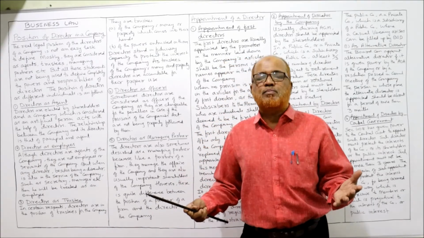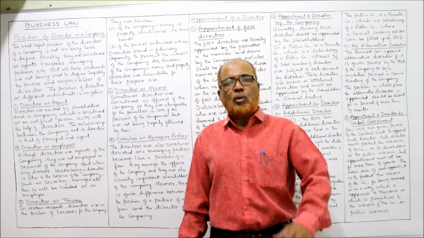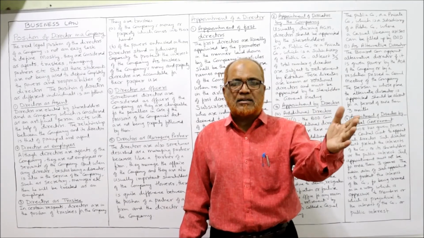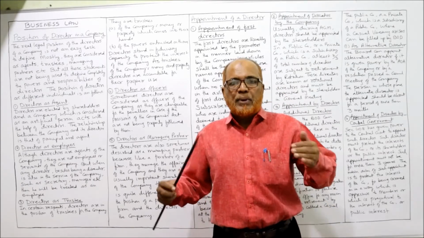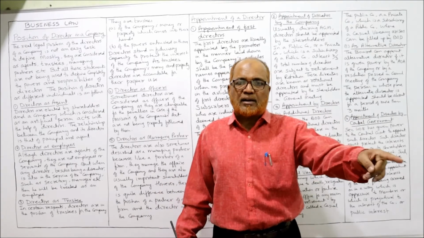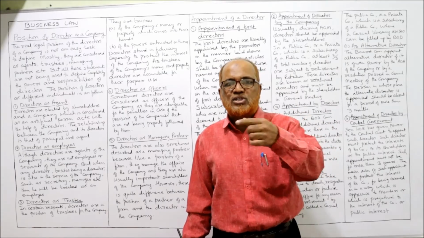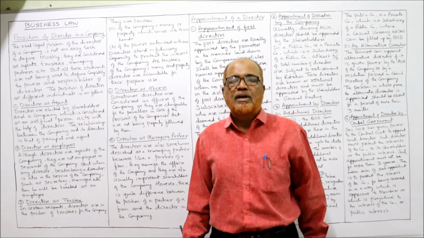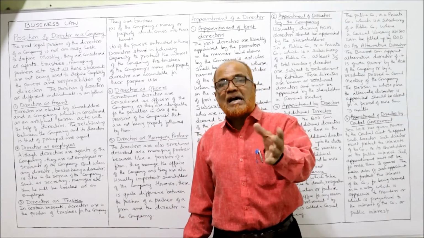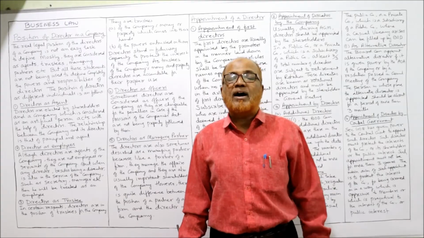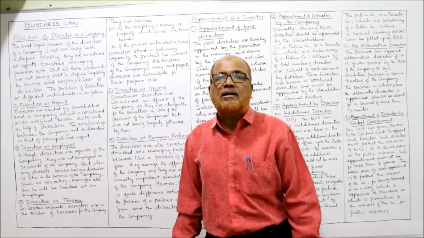From this point of view, directors are the agents of the company. The relationship between the company and the directors is that of principal and agent. The principal is the company and the agents are the directors. The directors have to perform only those functions which are specified by the company. Directors cannot do anything against the company; it is an ultra vires act.